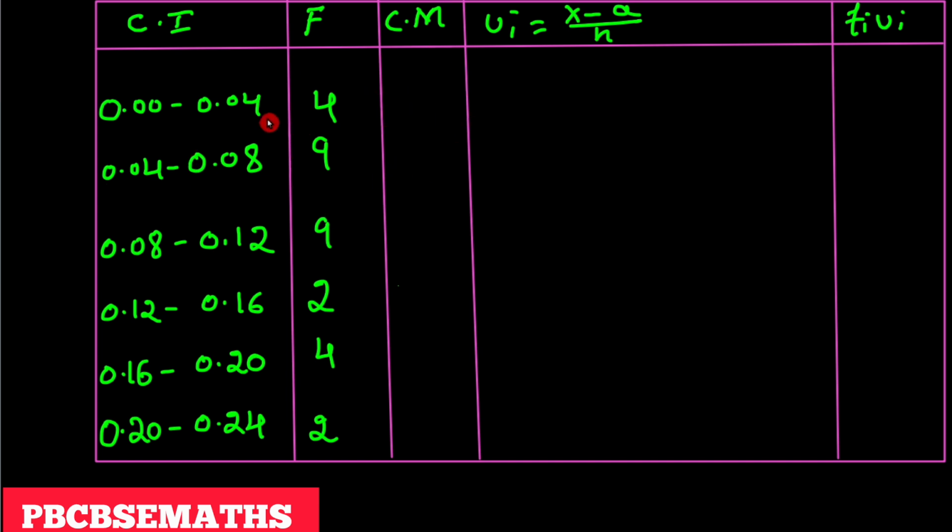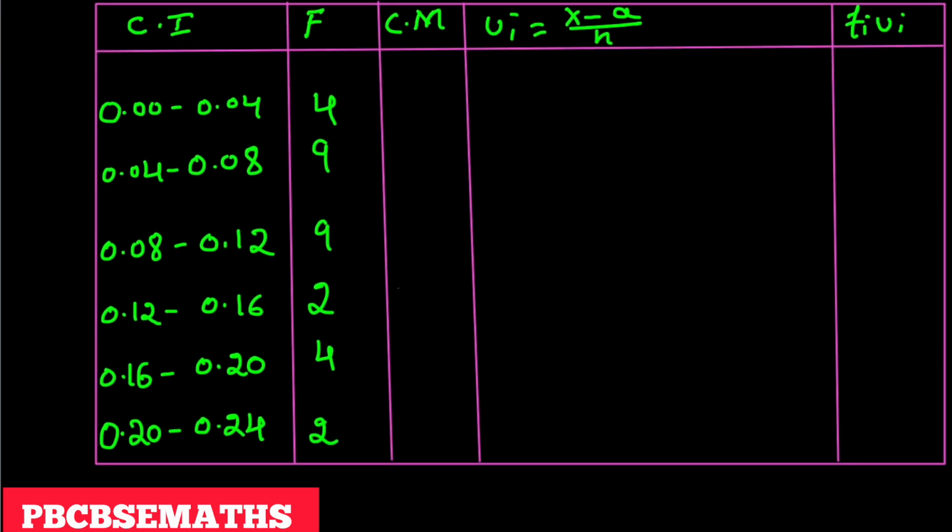For that, let's first calculate the class mark of this data. Class mark can be calculated by adding the lower limit with the upper limit, then dividing it by 2. So 0.00 plus 0.04 gives us 0.04, divided by 2 gives us 0.02. So let's write that, 0.02.